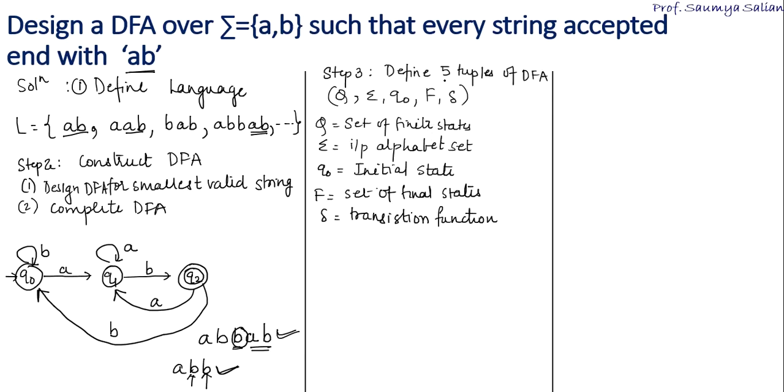So the next step is to define the five tuples of the DFA. We know that a DFA has five tuples: Q, sigma, Q0, F and delta. Q is the set of finite states. So here in my given problem, I have states Q0, Q1 and Q2.